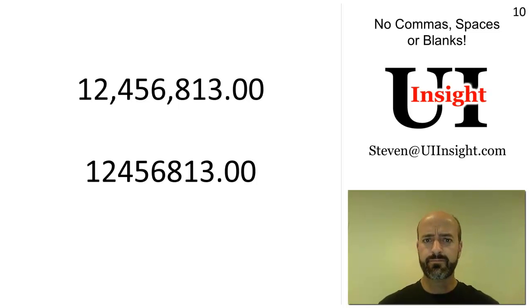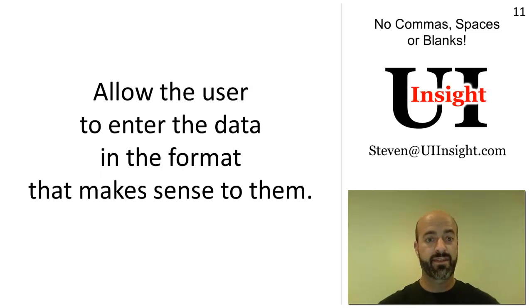12,456,000, whatever? You would hate to screw that up and enter 124 million by entering 1 digit too many because you didn't notice, because you didn't have the commas in there. It's much easier to validate this dollar amount when you put in the commas. That's why they're there. So the rule of thumb here is allow the user to enter the data in the format that makes sense to them.